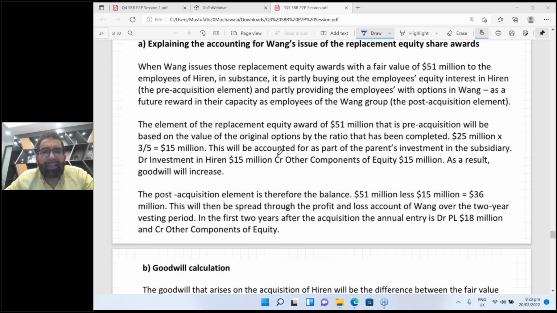So as this 15 million will be part of COI, the entry will be investment debit and other equity or OCE credit. Okay, right? And the remaining 36 million will definitely be spread over 2 years. And now, my dear respected students, you can do that Leupold thing.